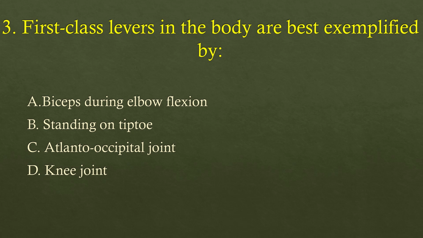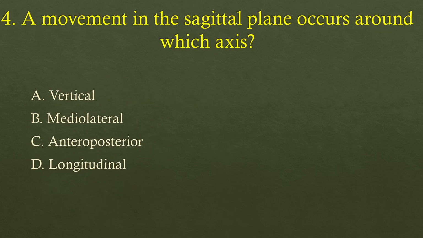Number 3. The first class levers in body are best exemplified by A. Biceps during the elbow flexion, B. Standing on tiptoe, C. Atlanto-occipital joint, D. Knee joint. So the answer is C. Atlanto-occipital joint. Number 4. A movement in the sagittal plane occurs around which axis? A. Vertical, B. Mediolateral, C. Anteroposterior, D. Longitudinal. So the answer is B.